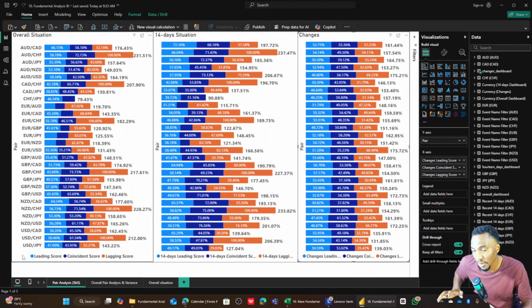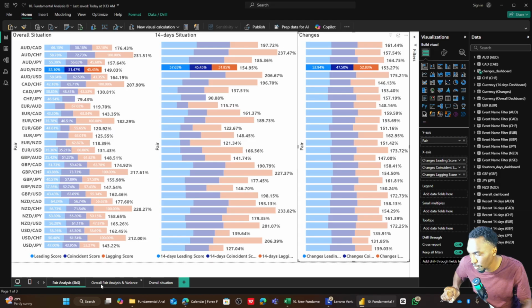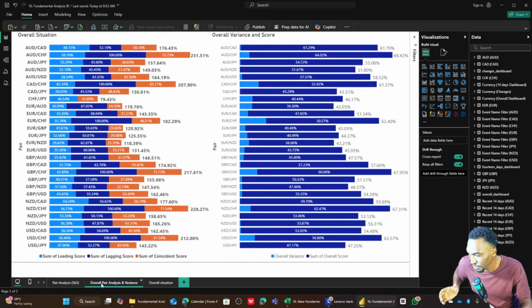Now, reading it from here is quite bogus, right? It is a lot. I mean, this is every single pair in the market, not every single one, just the majors and minors, major and minor pairs in the market. And just going off here doesn't give you as much information. Hence, I created a new page called Overall Pair Analysis.